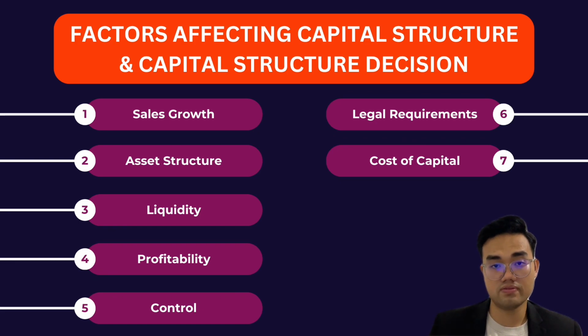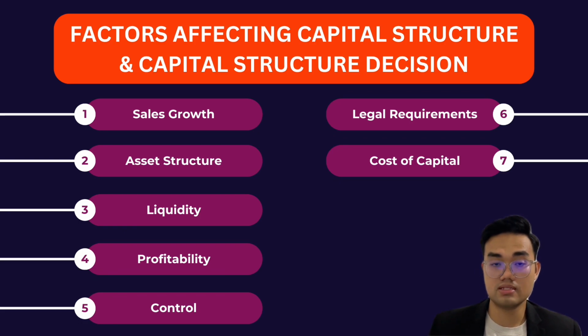And next is profitability. Profitability, reflecting a company's earnings from operational activities, impacts its capital structure decisions. Higher profits indicate sufficient internal capital to finance business activities, potentially reducing the reliance on external debt financing.